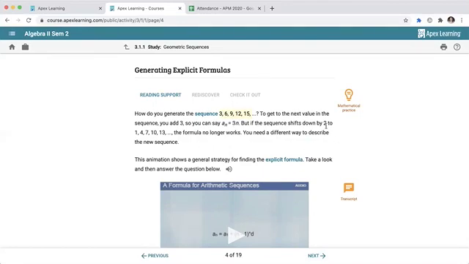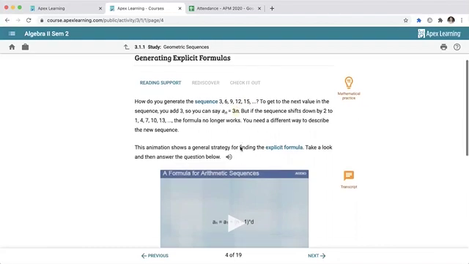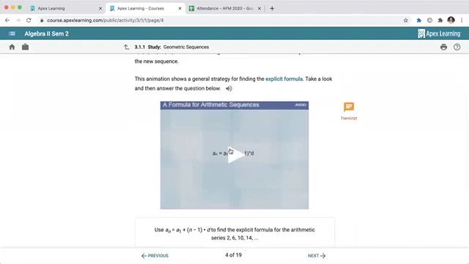But if the sequence shifts down by 2, we're still adding 3 here. We go from 1 to 4 to 7 to 10, but we can no longer use this 3n notation. So we need a different way to describe this relationship. We'll take a look at how to answer that question. An explicit formula for an arithmetic sequence is a_n equals a_1 plus (n minus 1) times d, where d is the constant difference between terms. Let's see why this works.